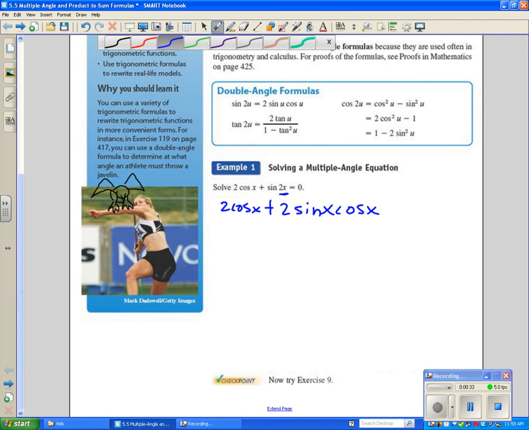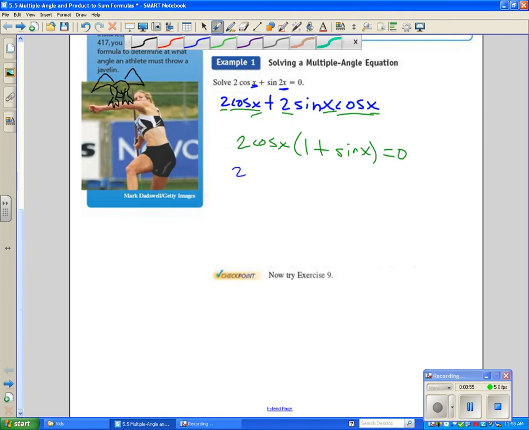Notice these have different arguments, which means we can't factor or do anything else with it until we get it to be the same argument. Notice now it's all x, which means we can factor. Notice there's a cosine x and there's a 2 in both terms. So it's 2 cosine x, 1 plus sine x. And this is equal to 0. Well, if you have two factors equal to 0, you can just split them apart and set them equal to 0.